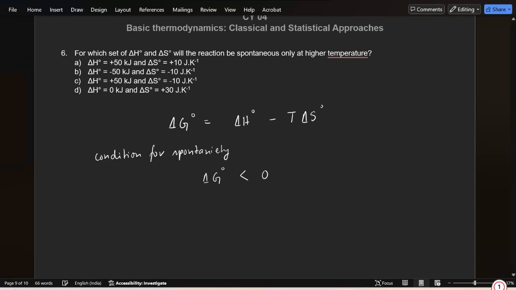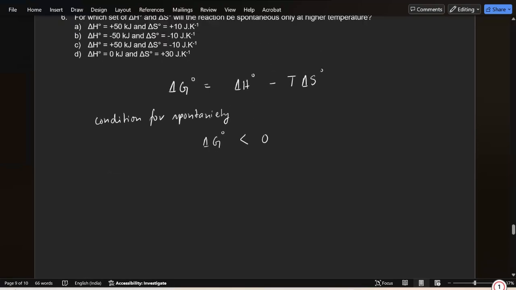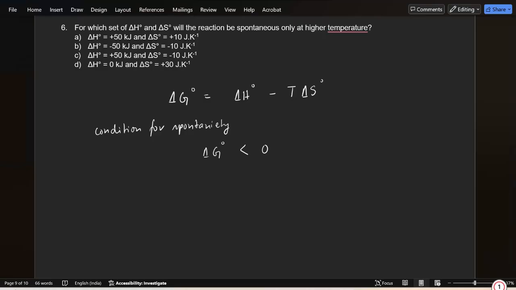Yes. Okay. So we have 4 conditions. Let's check one by one. Basically, they're asking which set of reaction will occur only at higher temperature. Okay, so let's first do D.